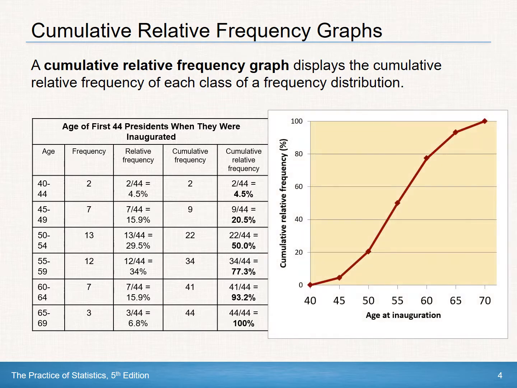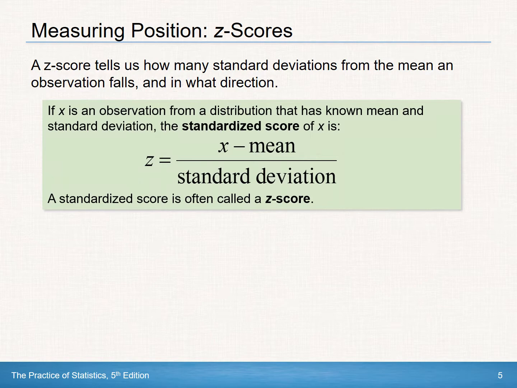Notice when we change to the cumulative relative frequency, our total percent at the end is 100% because we've used all of the data. We can take this cumulative relative frequency and transform it into a cumulative relative frequency graph. If you look at this, we can see that at age 55, it looks like we're about 50%. So if you're age 55, you're roughly older than 50% of the other presidents.